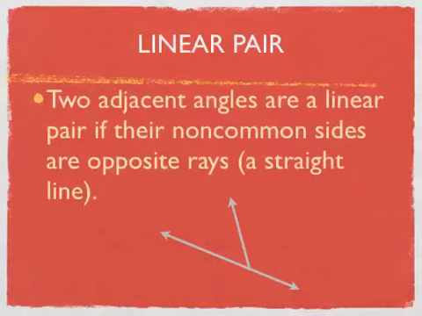A linear pair. It says two adjacent angles are a linear pair if their uncommon sides are opposite rays or a straight line. Here I do have a linear pair. Notice I have an acute angle and an obtuse angle. They're sharing this ray that's sticking up. And notice that the uncommon sides or non-common sides are forming opposite rays or a straight line. So that is a linear pair.